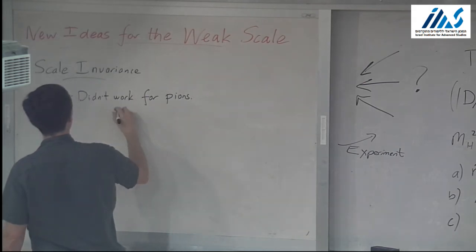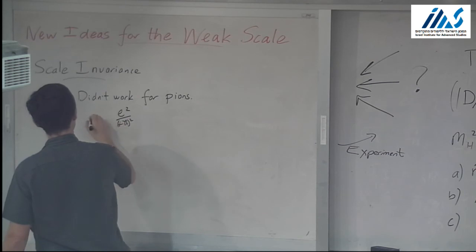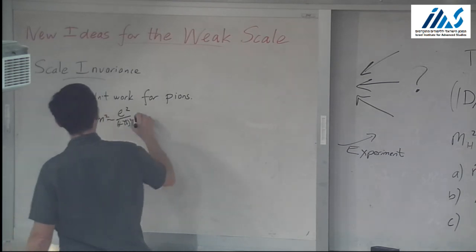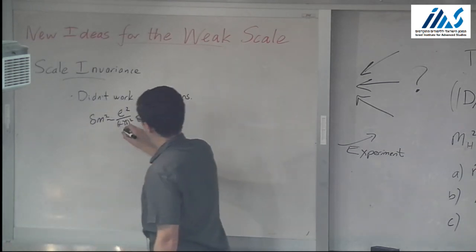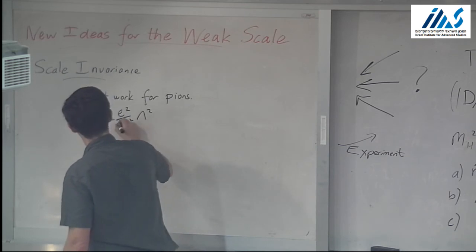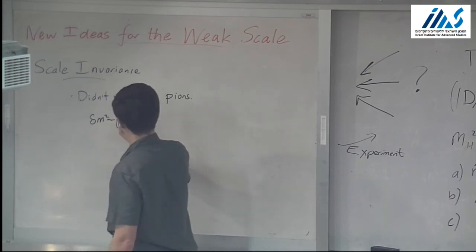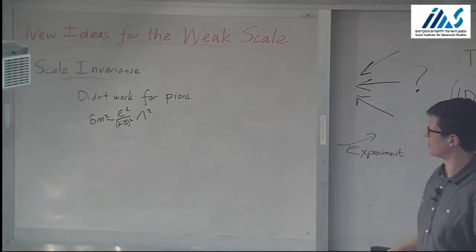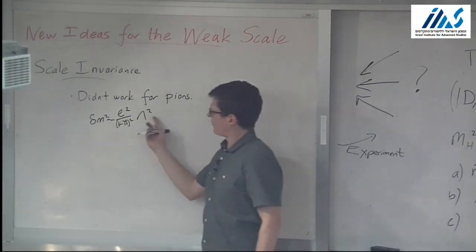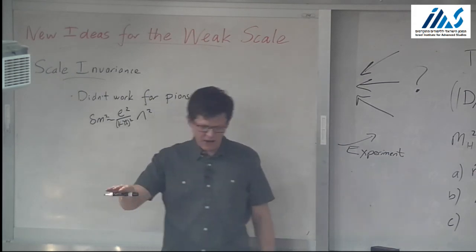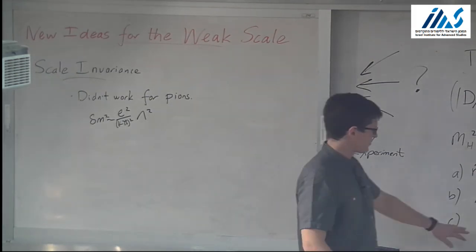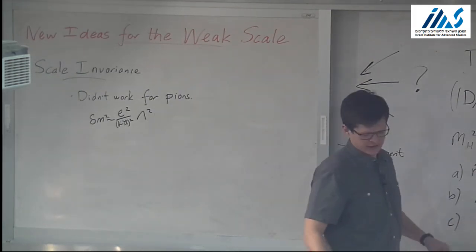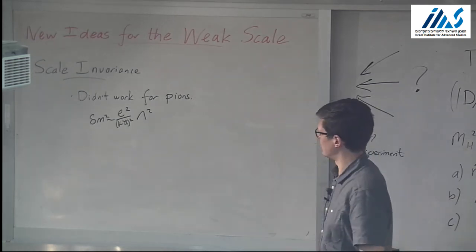The reason is that we have e squared over 4 pi squared, let's call it delta M squared, times lambda squared. And the fact is that there was a scale of new physics, which was lambda. In this case, it's the mass of the rho meson. So if that theory of pions was all there ever was, it's sort of saying that there's a UV boundary condition, in a sense.